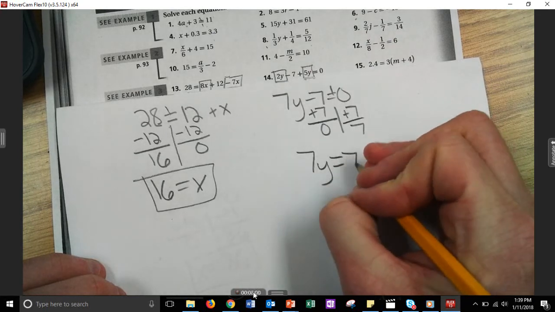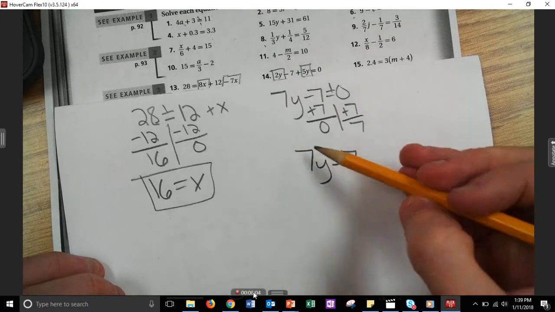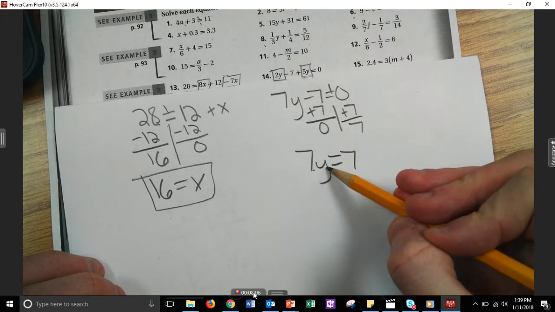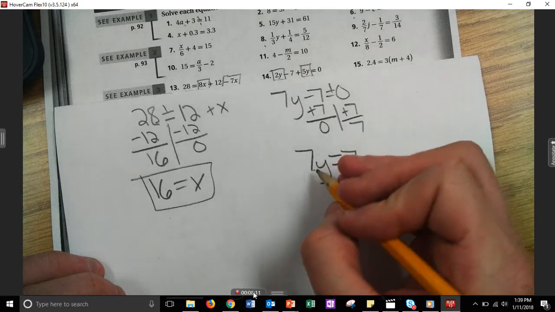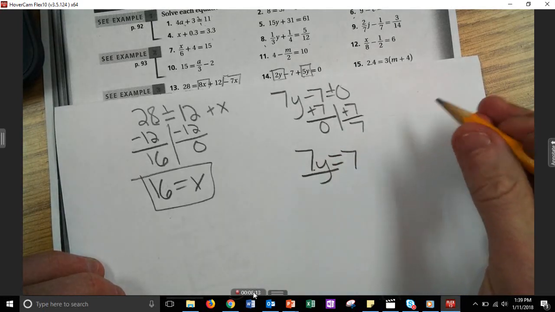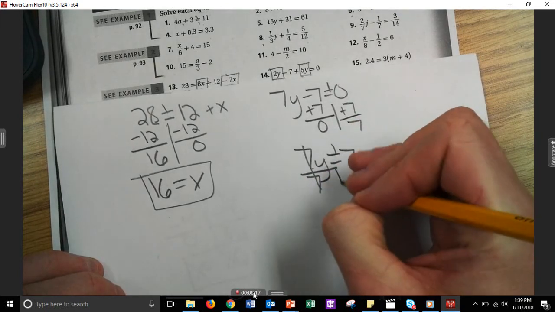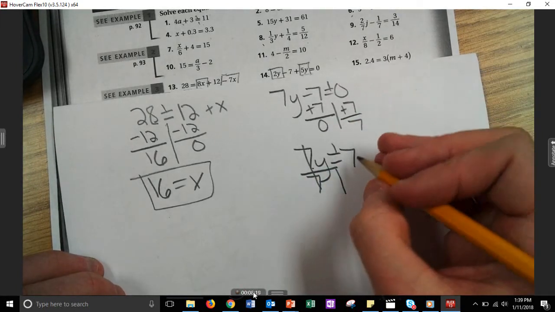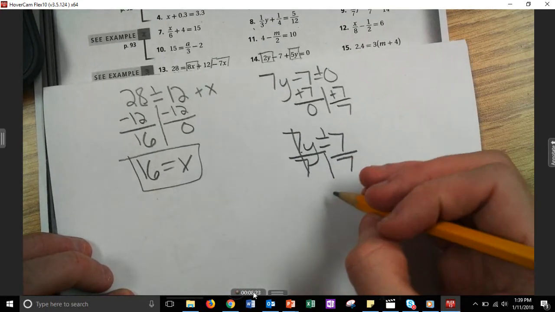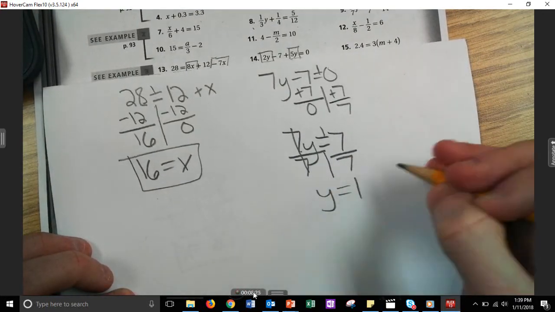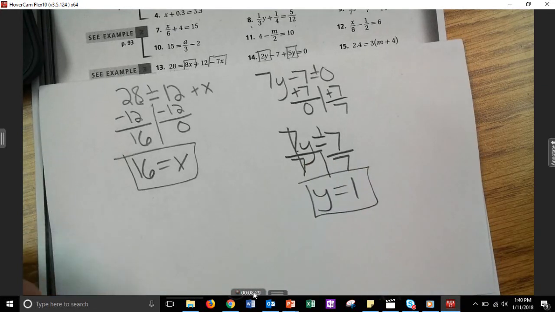7y equals 7. And then just like the last couple examples we've done, if there's a coefficient next to a variable, that is a multiplication operation. So the opposite of that is dividing. Divide by 7. What we do to one side, we do to the other. And divide by 7. So our final answer, we got y equals 1. And we got our answer.